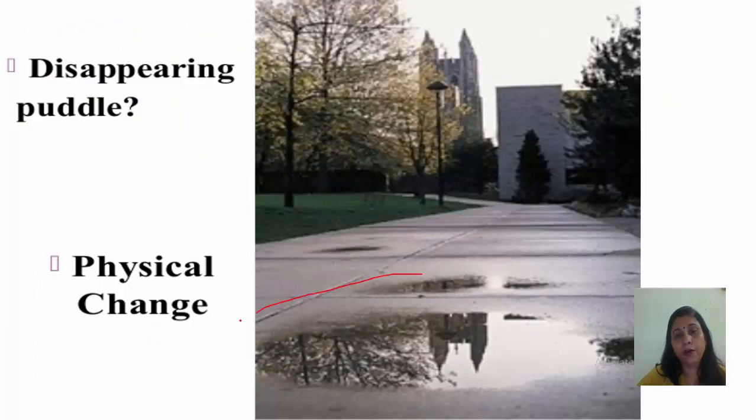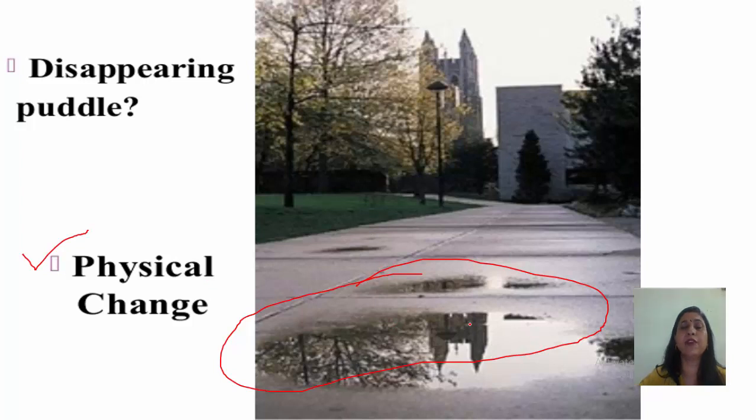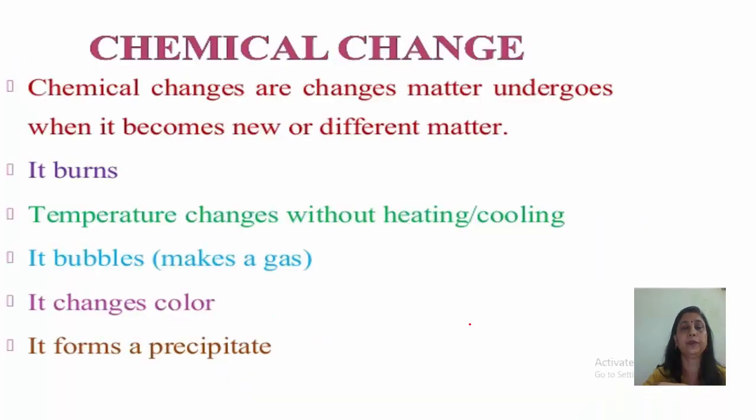You must have observed disappearing of puddles. Means after rain, barish hoti hai uske baad jahan thoda bahut pani ikattha ho jata hai, thodi der baad when the sun shines it disappears. So it is a physical change. Why? Because this water gets evaporated and changed into water vapor. Now coming to chemical change.